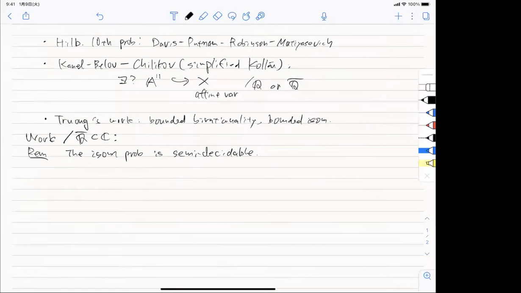There are only countably many closed subschemes in the product of two given projective schemes, and we can check one by one whether it is the graph of an isomorphism. So if two schemes are isomorphic, then eventually we arrive at a closed subscheme which is the graph of an isomorphism. So the algorithm stops after finitely many steps, but this algorithm never stops when the given schemes are not isomorphic. So it's always semi-decidable, and the problem is whether it's decidable.